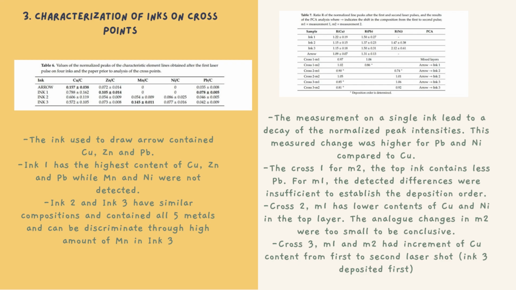The first ink had the highest content of copper, zinc, and plumbum among the samples, while manganese and nickel were not detected. The second and third inks had a very similar composition, and they contained all 5 metals. However, they could be differentiated through the much larger presence of manganese in the third ink.